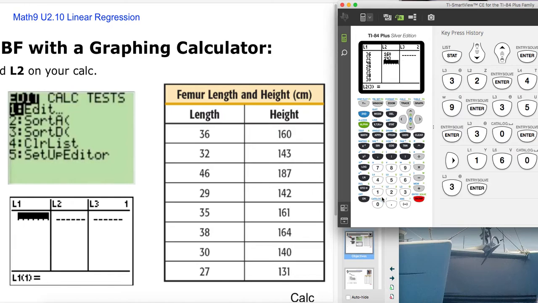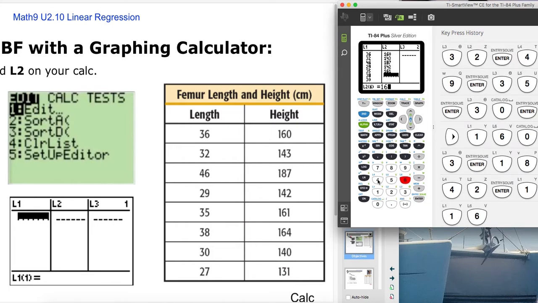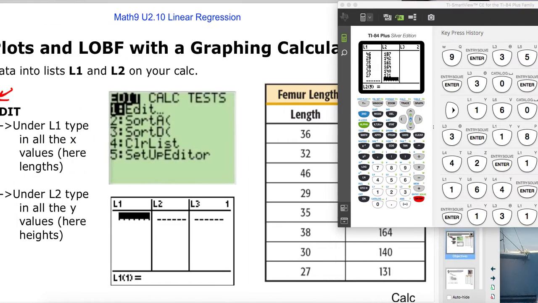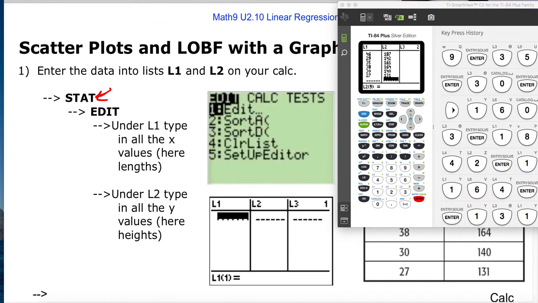143, 187, yada, yada, yada. 61, 64, 140, and 131. You should have blank and blank at the bottom. If you don't, you've mismatched somehow. Great, so now we've got our data in there, right?